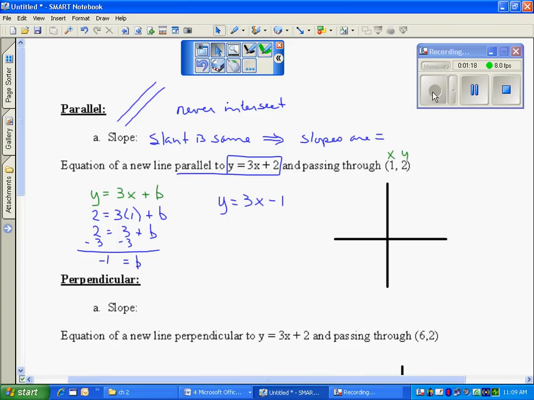Let's graph each of these. Graphing my first one in red. Y-intercept was 2. Slope is 3. If you recall, I need a rise and a run. So I'm going to rise 3, run 1. There is my first line.